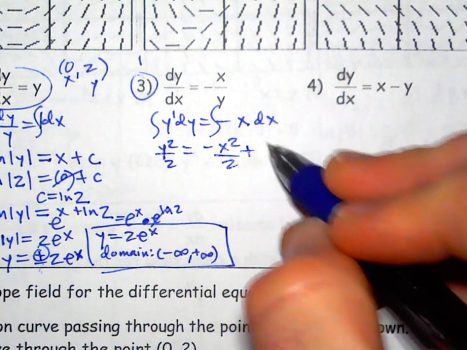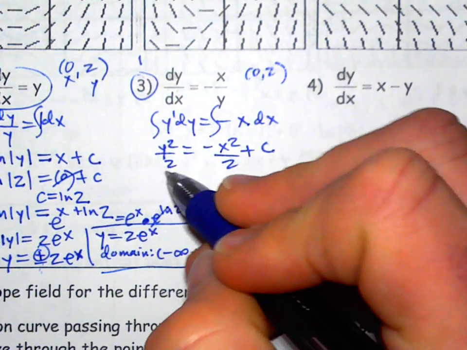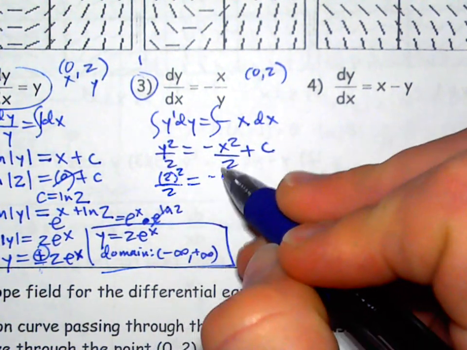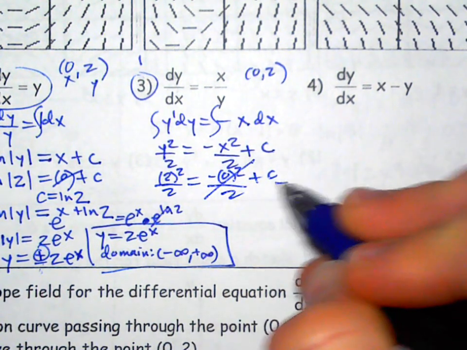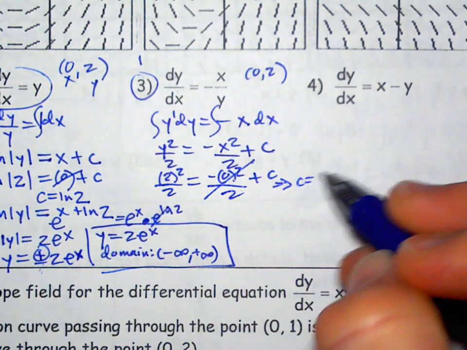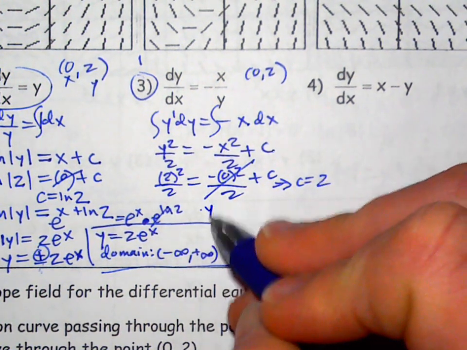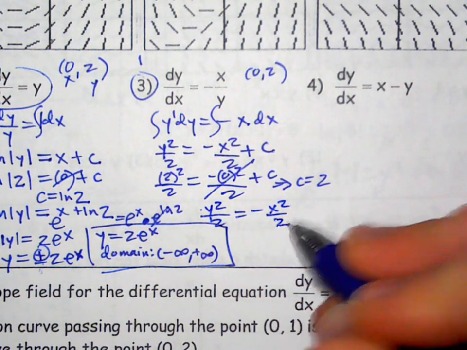Don't forget the plus c. Let's find the c now. We're using the same initial condition, so we plug in 2 for y and 0 for x. That's 0, and c equals 4 over 2, which is 2. And so then we get y squared over 2 equals negative x squared over 2 plus 2.